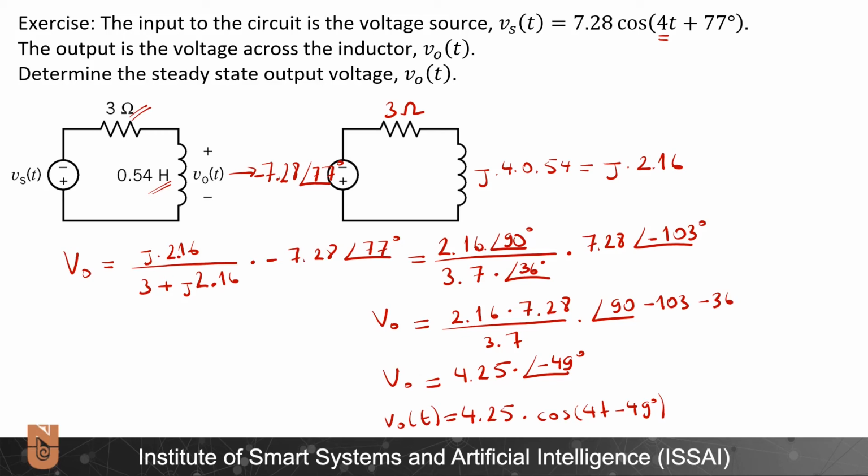And I can just also subtract 49 from 360 and write this as 4.25 times cosine 40 plus 311 degrees. Both of them are the correct answer.